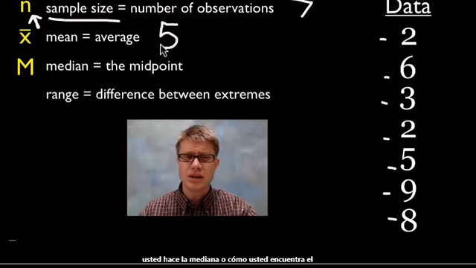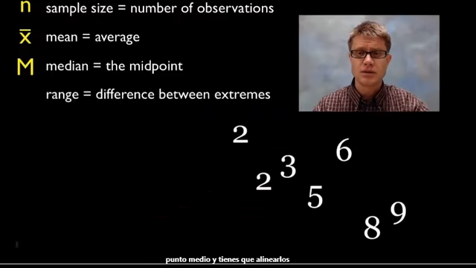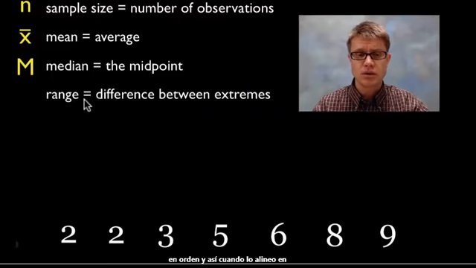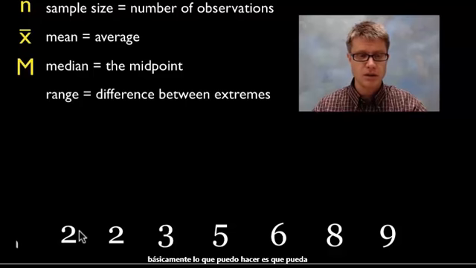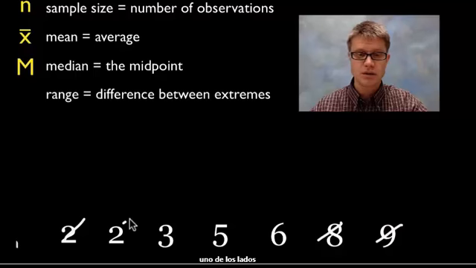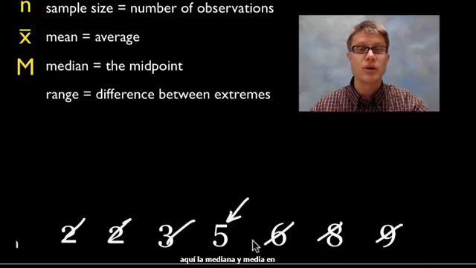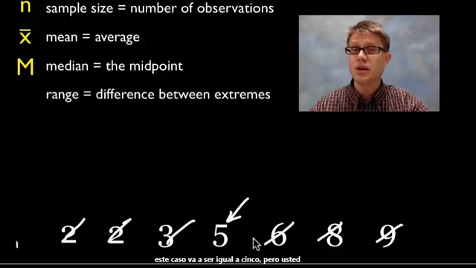How do you do the median, or how do you find the midpoint? Well, you have to line them up in order. And so when I line it up in order, basically what I can do is cross it out from the sides. So I'll cross one out from each side, I'll cross another one out from each side, and then we have the midpoint, which is right here. So the median and the mean in this case are going to equal 5.